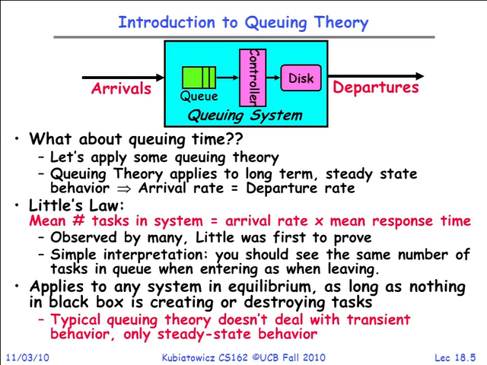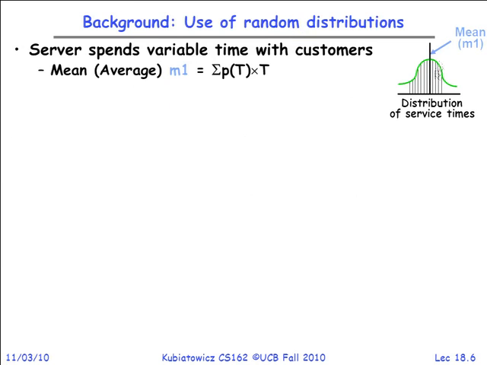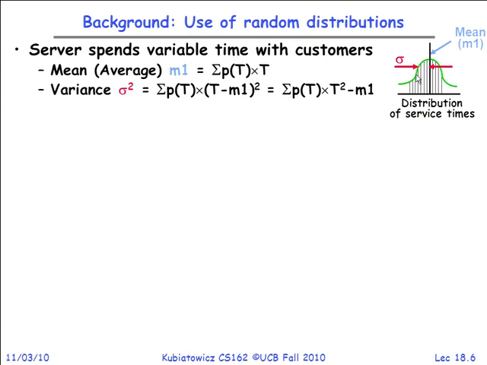First of all, the server spends some time with customers. So this is the person making the hamburgers for you. And there's actually a distribution of times to make a hamburger. So there's some mean, kind of like 69.9 on the exam, right? And then there's some standard deviation, which is basically the square root of the variance. Variance is the sum of the probability of a given test score times (t minus the mean) squared.